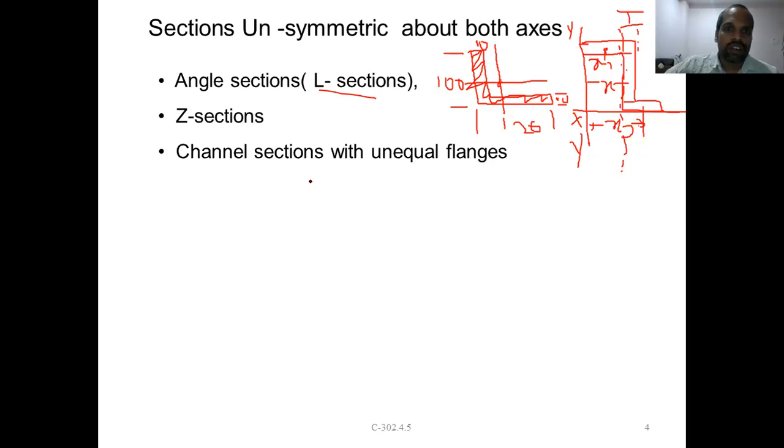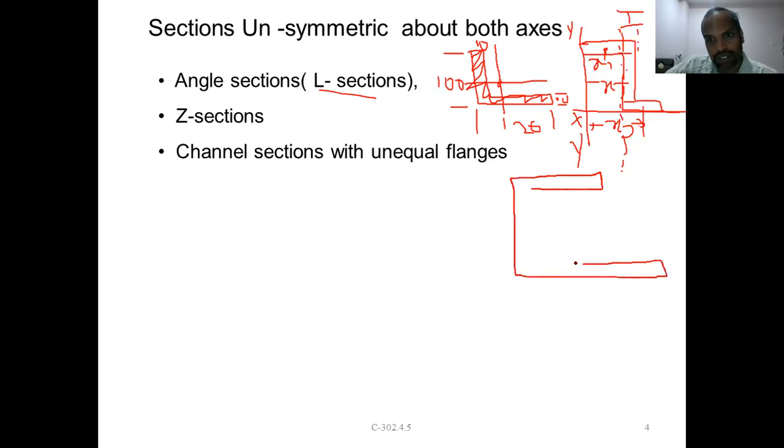Next, channel section with unequal flanges. Just now we discussed channel sections. Unequal means, let us say we calculated a section moment of inertia for equal flanges. Now, this one is smaller in size and this one is larger. This is nothing but unequal flanges. This figure is unsymmetrical about the x-axis and unsymmetrical about the y-axis. This is nothing but a channel section with unequal flanges.